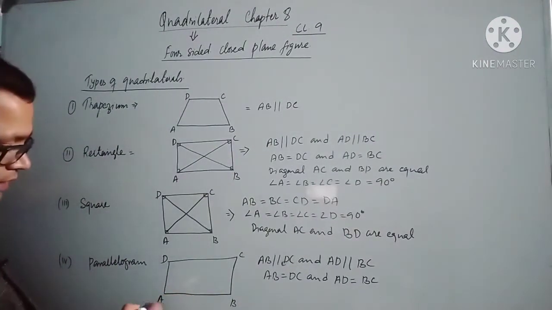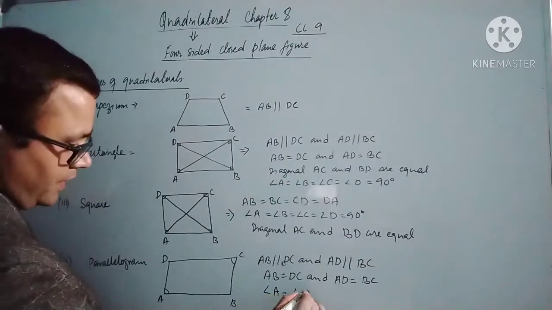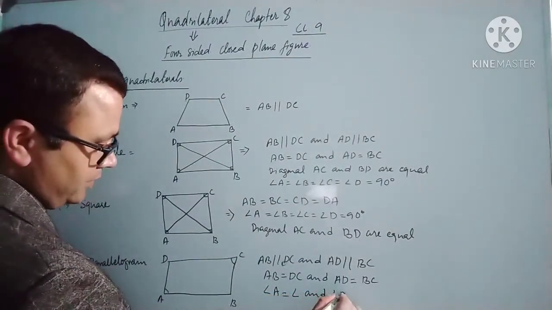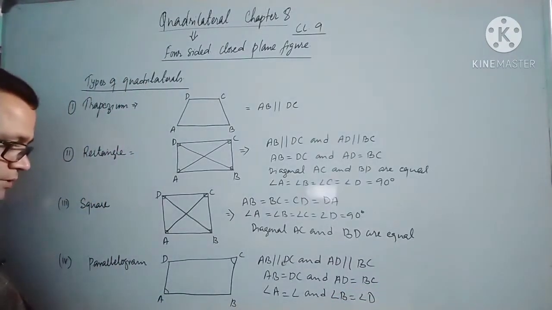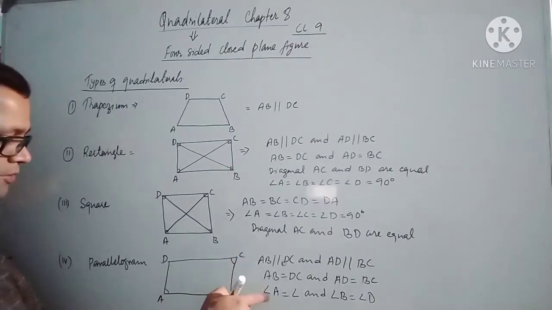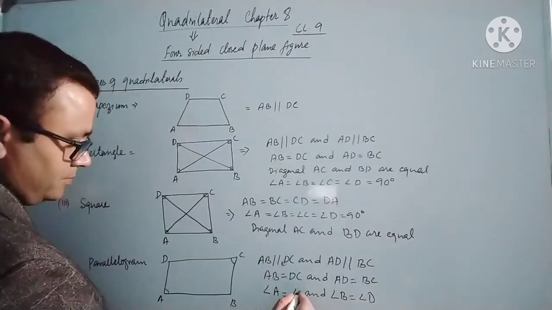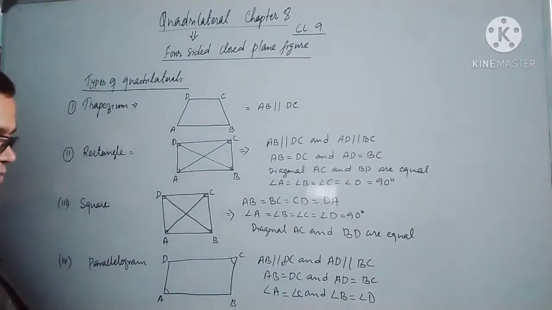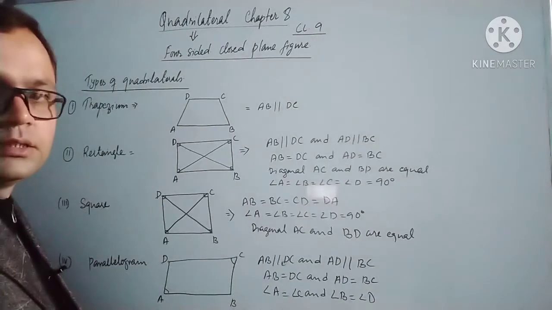The next thing is angle A equals angle C and angle B equals angle D. Opposite angles of parallelograms are equal. So these are the properties of parallelogram. The next is rhombus.